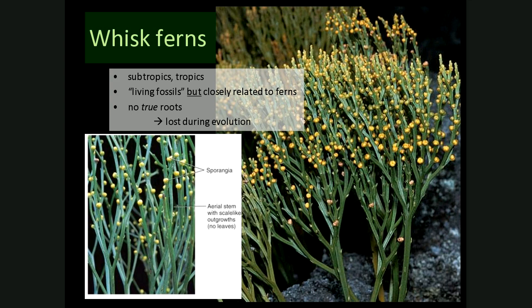Whisk ferns, again, very small, subtropical. Living fossils. Now, living fossils, again, are things that we thought were dead but are still alive. Like sometimes they discover, oh, we thought this plant had gone extinct millions of years ago, and you find it on some remote mountaintop in South America, something like that. Or organisms that are not ancient organisms, but look like ancient organisms. Whisk ferns kind of look like some of the early vascular plants. That's why we call them living fossils.